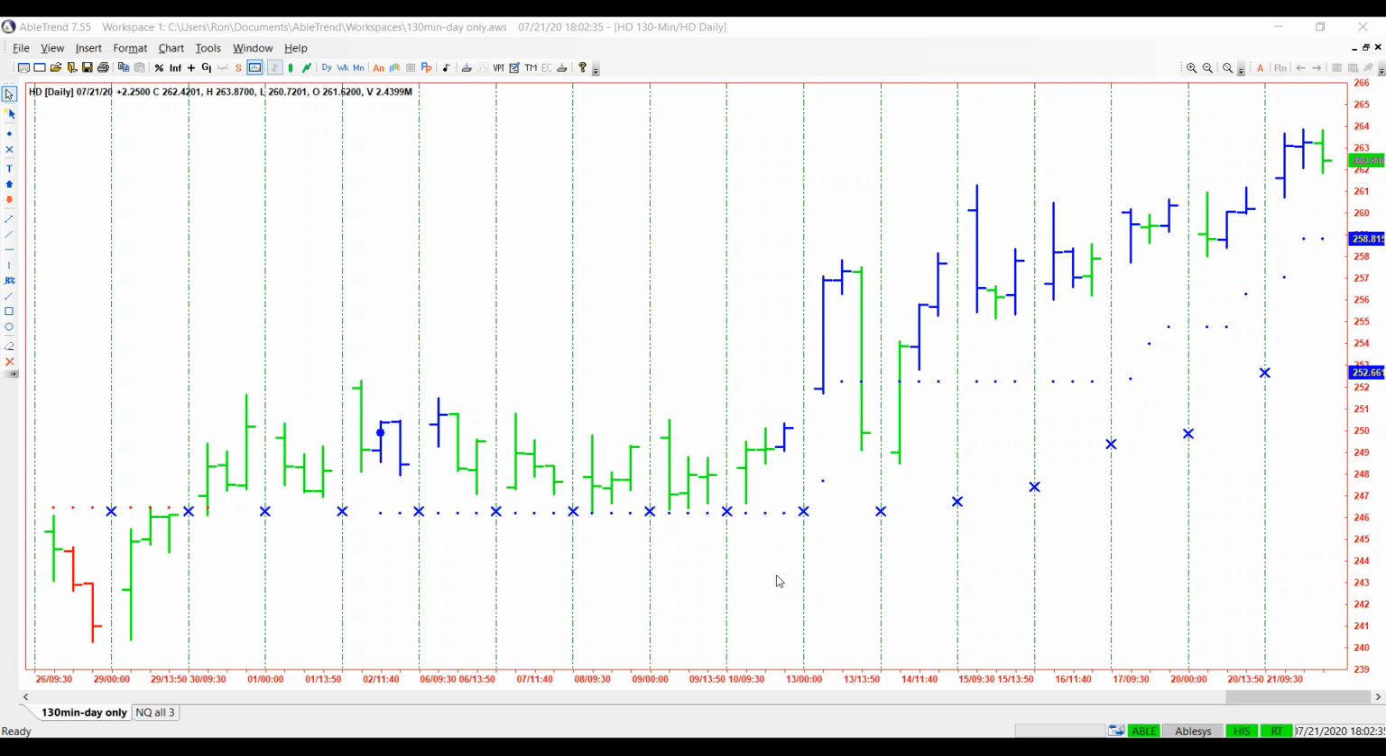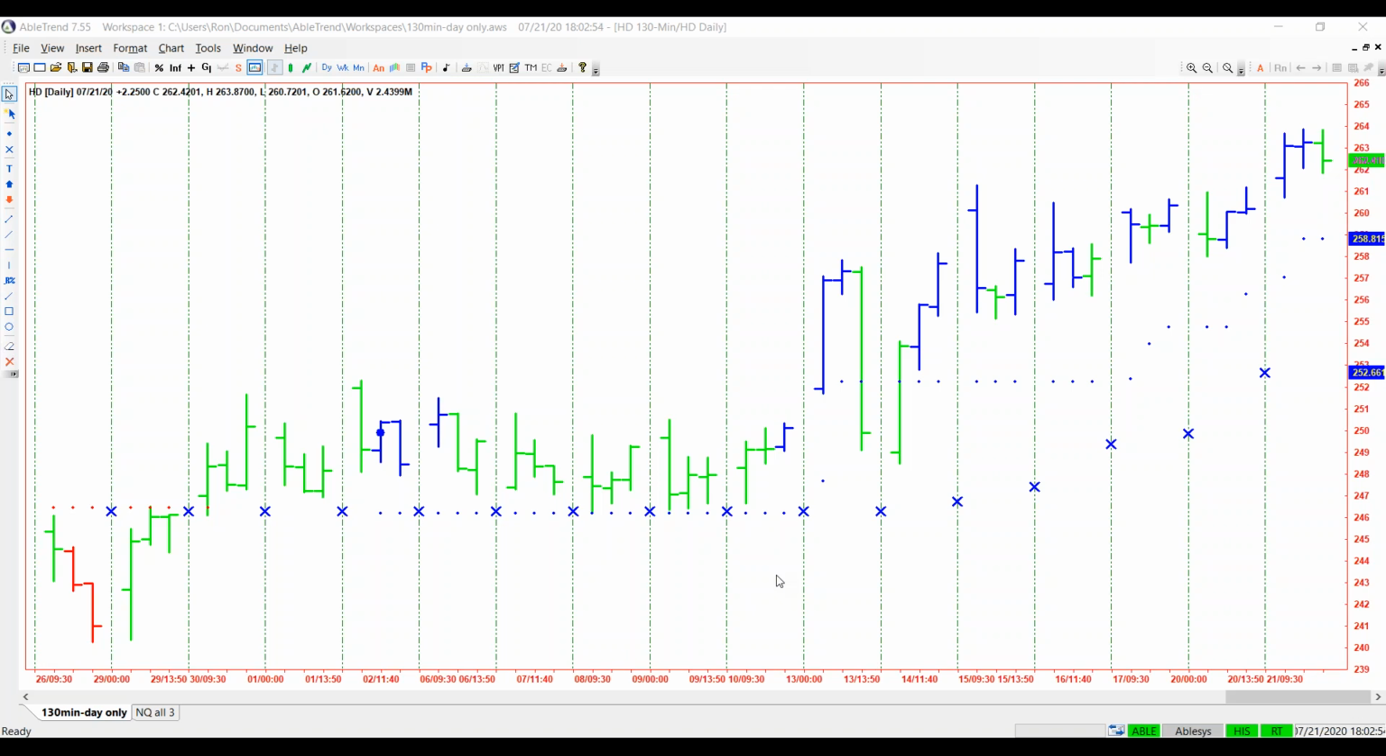If it's a stock chart or a futures chart, if it's day trading, swing trading, or a position chart, it's all the same. It doesn't matter. So that's the nice part about Abletrend. It works equally well for all markets and for all time frames. So let's jump in and take a look.